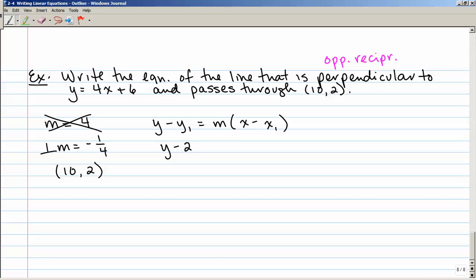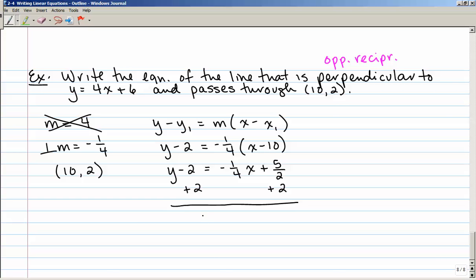So y minus 2 equals -1/4 times x minus 10. Let's distribute. -1/4 x, and -1/4 times -10 gives me a positive 5/2, and adding 2 to each side, you're welcome to do that in your calculator if you'd like, gives me the line y equals -1/4 x plus 9/2, or if I were going to graph it, I would probably turn that 9/2 into 4.5 just to make it a little bit easier.